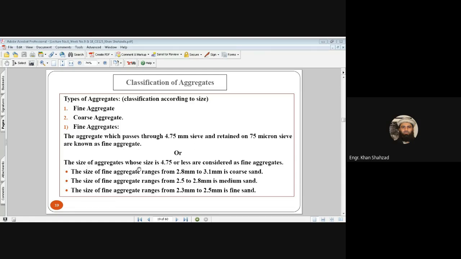Or, the aggregates whose size is 4.75 millimeter or less are considered as fine aggregates. Now the size of fine aggregates ranging from 2.8 millimeter to 3.1 millimeter is coarse sand. If it is in this range, then we call it coarser sand. ठीक है बेटा. The size of fine aggregates ranging from 2.5 to 2.8 is called medium sand. It is in between the coarser one and the finer one. The size of fine aggregates ranging from 2.3 millimeter to 2.5 millimeter is known as fine sand. So further we can divide the fine aggregates into 3 different types on the basis of their particle size.